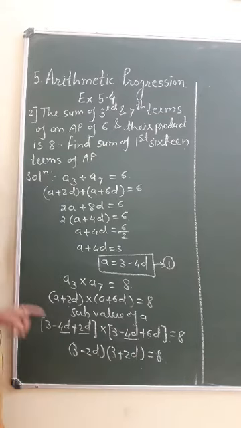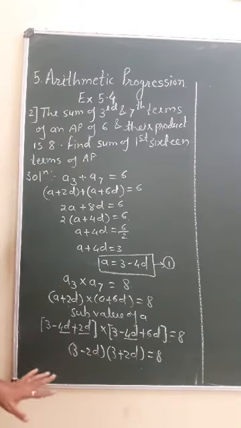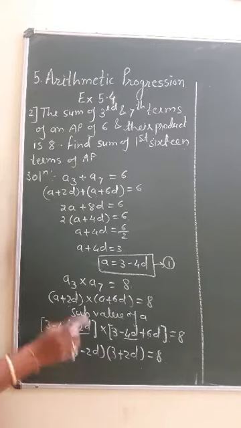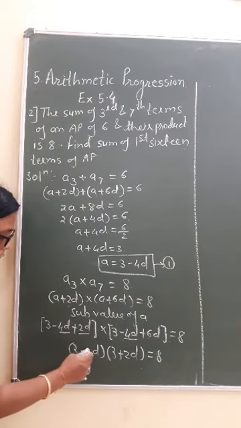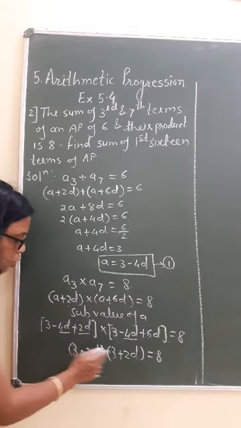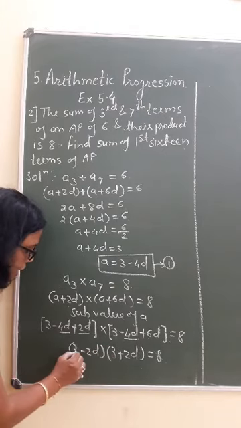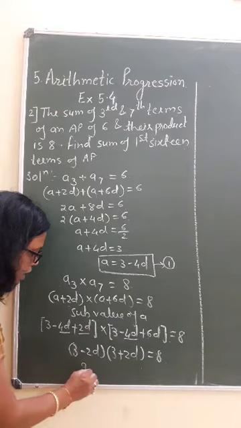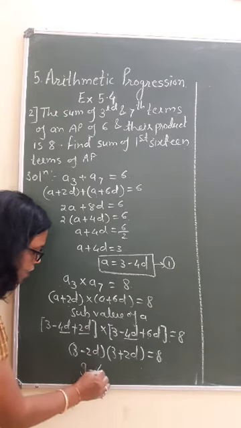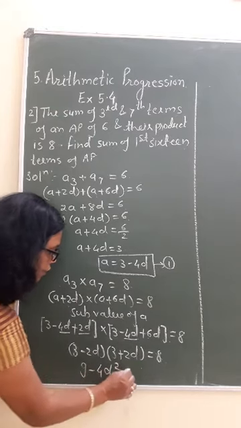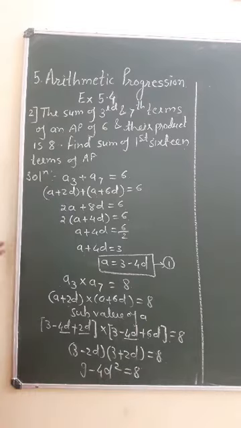The multiplication of this is nothing but the third identity we have to use, that is a minus b, a plus b, where both the terms are the same. So we will get 3 square as 9, and 2d square is nothing but 4d square, which is equal to 8.